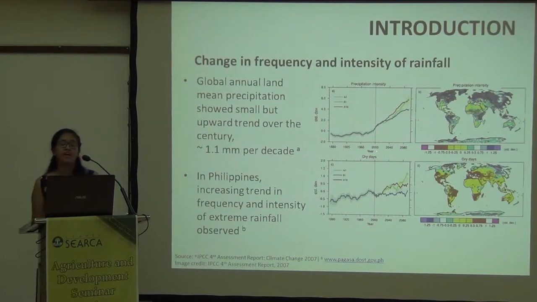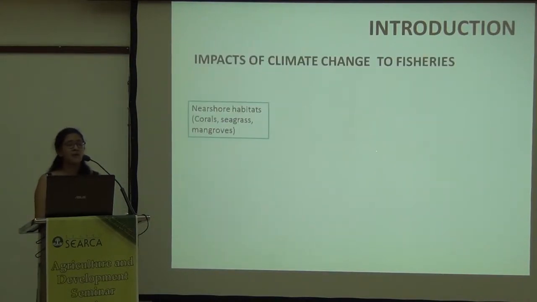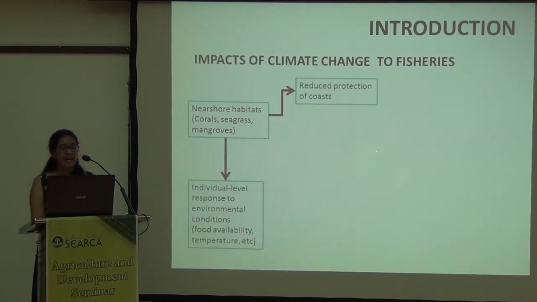And of course, where we are more experienced, the change in frequency and intensity of rainfall. So globally, there's an increasing trend in precipitation intensity, and also in the Philippines, PAGASA has observed an increasing trend in frequency and intensity of extreme rainfalls. So these rainfalls can also cause sediment runoffs, and when they turn into typhoons, they damage the nearshore habitat.